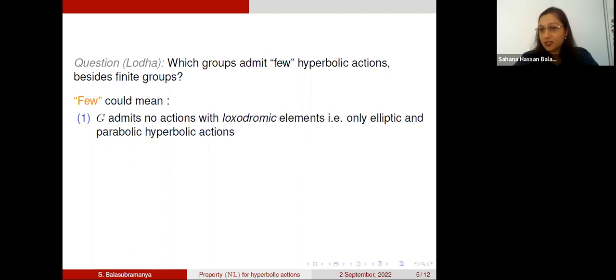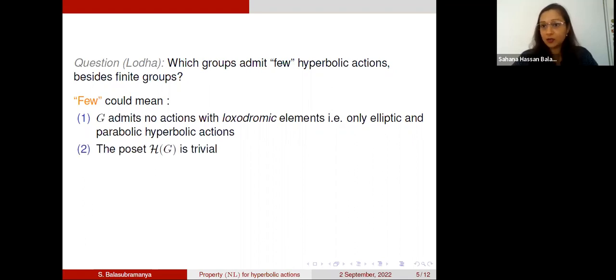And these are the two cases that you absolutely cannot rule out, because you can always construct elliptic actions, and you can also always construct parabolic actions either by using combinatorial horoballs, or there are constructions that give you parabolic actions on trees if you're not finitely generated. So that's one school of thought, the absence of loxodromic elements, that the only actions that G admits don't contain loxodromics.